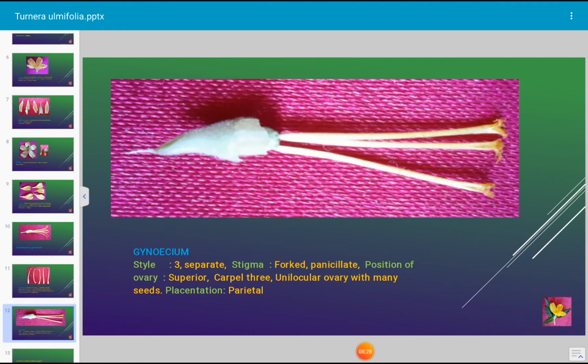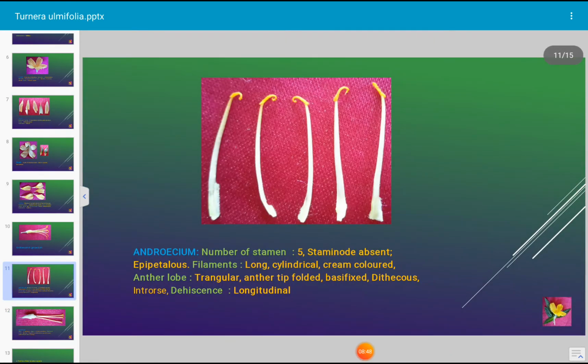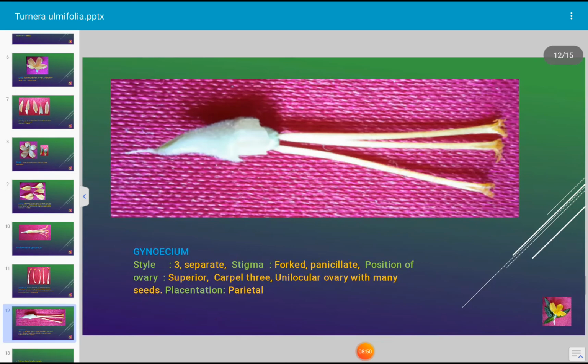And position of ovary is superior, and if you take the section of the ovary, there are 3 carpels. Carpels are 3. Locules in the ovary, only 1 locule is there. Ovary with many seeds. Many seeds are present in the ovary. And placentation, attachment of the ovule means placentation. Placentation is parietal placentation in Turnera ulmifolia.